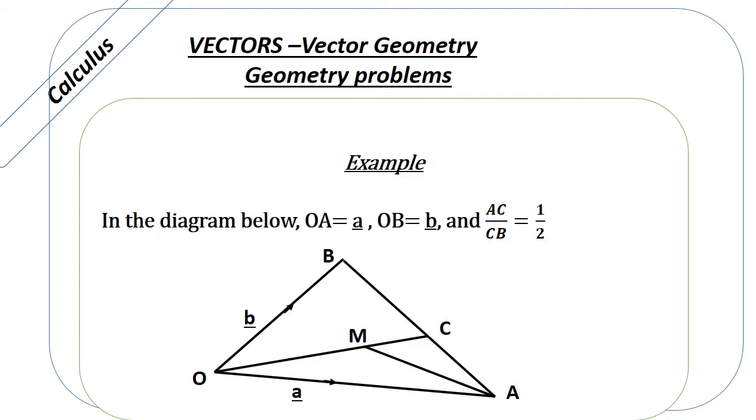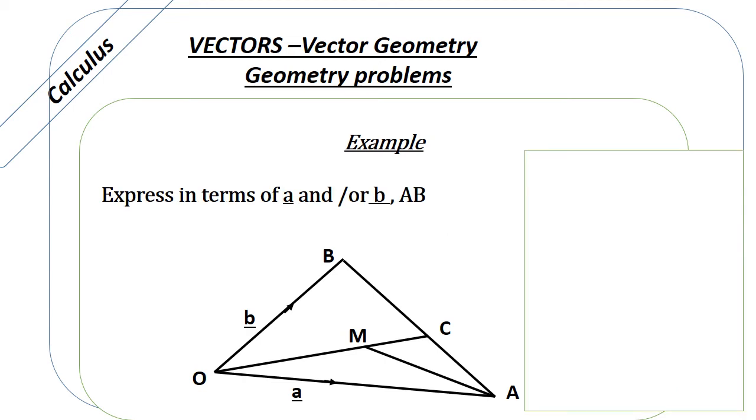With that, let's continue. So here's an exam question. In the diagram below, OA is A, OB is B, and AC over CB is equal to 1 over 2. They have said AC over CB is equal to 1 over 2. So see what they want us to do. The first question is: express in terms of A and or B, AB. They want us to find AB.